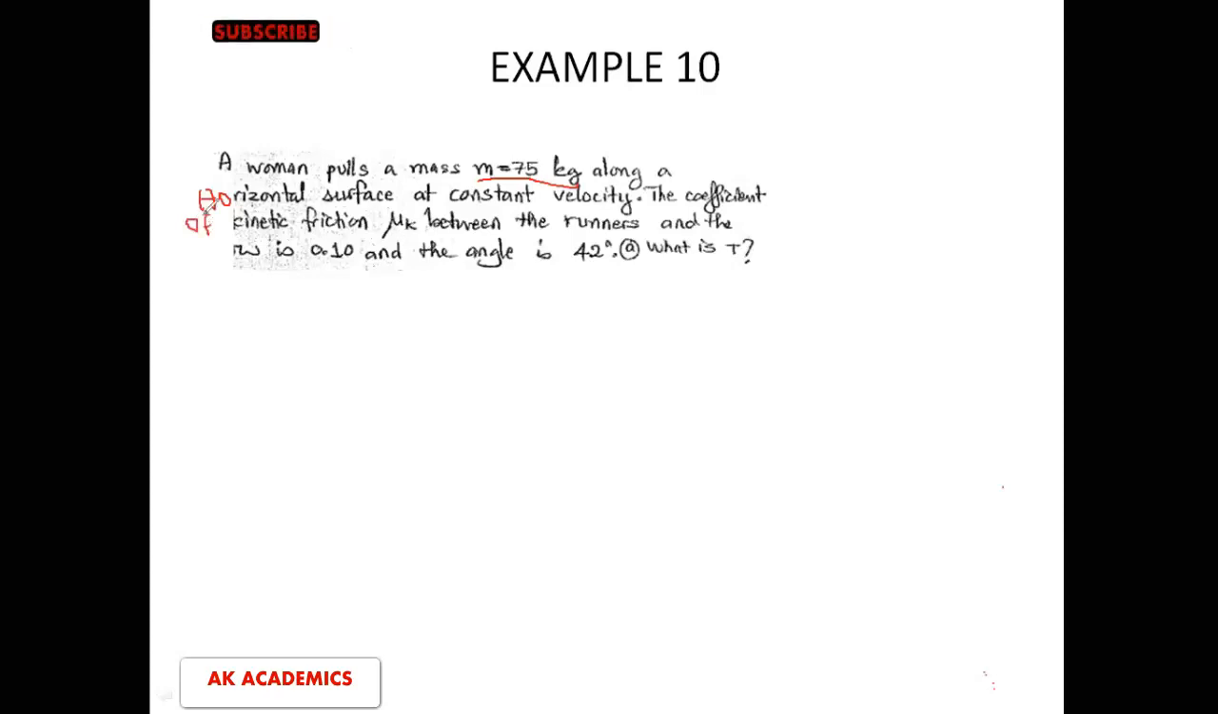The coefficient of kinetic friction mu K between the runners and the horizontal surface is 0.1, and the angle is 42 degrees. So the question A part says, what is T? T should represent tension. So what is going to be T?